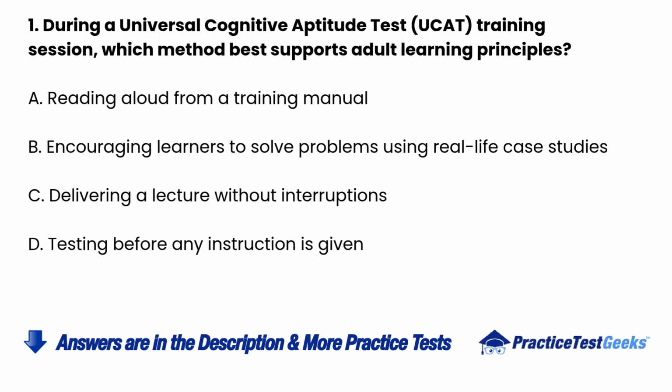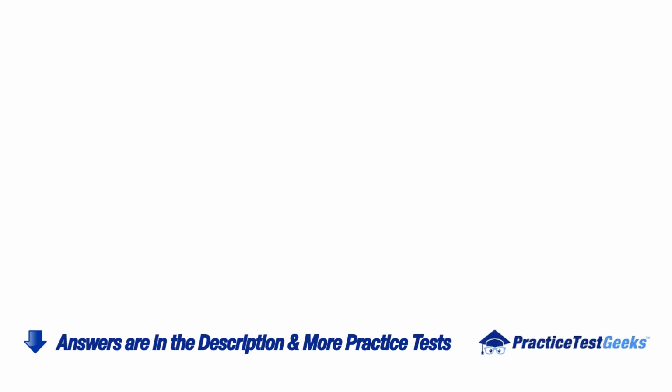1. During a Universal Cognitive Aptitude Test UCAT training session, which method best supports adult learning principles? A. Reading aloud from a training manual. B. Encouraging learners to solve problems using real-life case studies. C. Delivering a lecture without interruptions. D. Testing before any instruction is given.